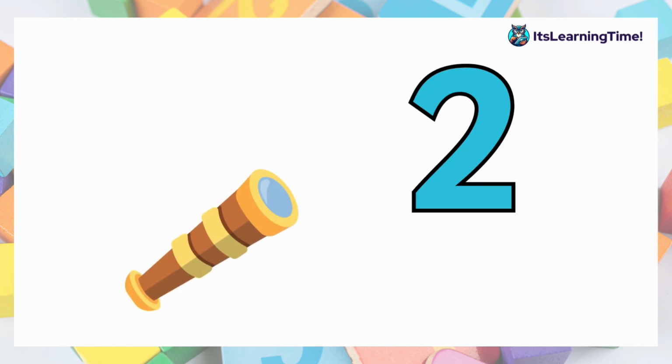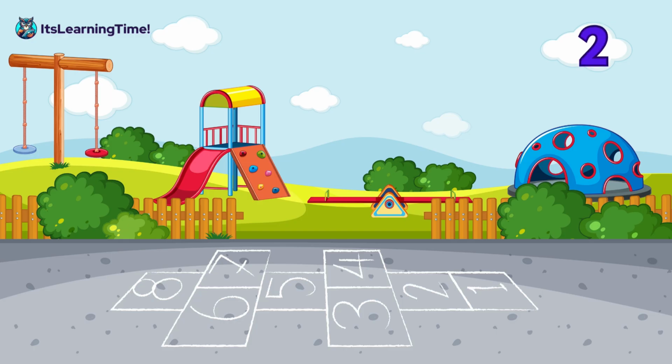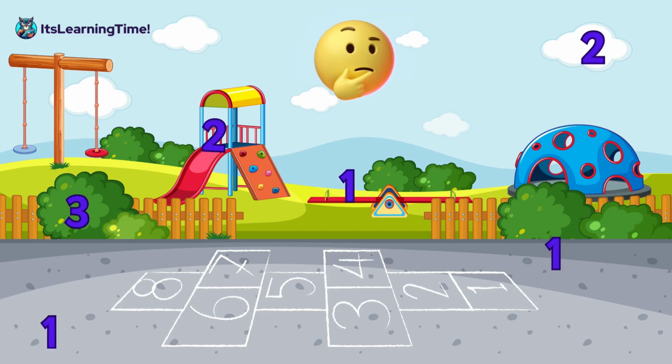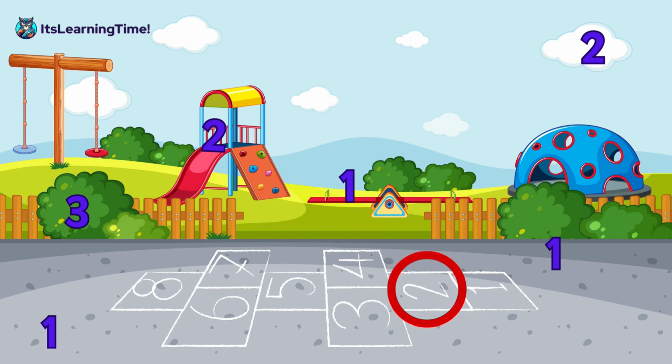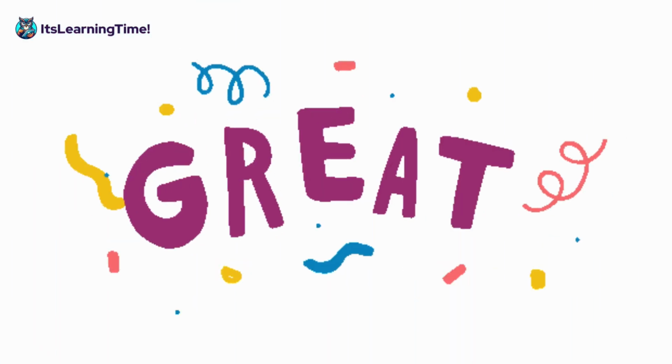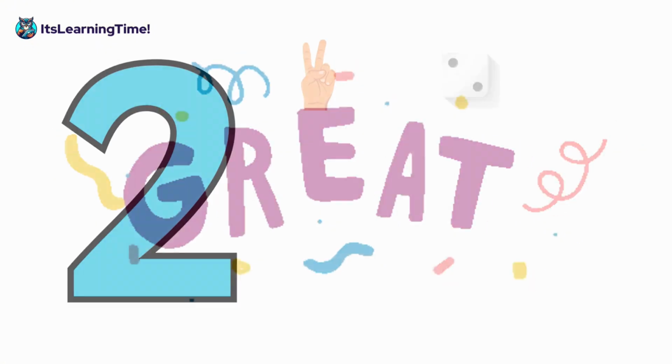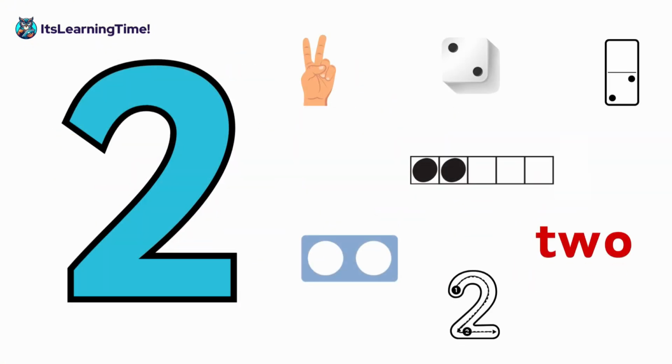Let's see if you can identify number 2 on this playground. Can you see number 2? We have number 2 on the hopscotch and another number 2 on the slide and number 2 in the cloud. Great job! Keep learning to identify number 2 in different ways.